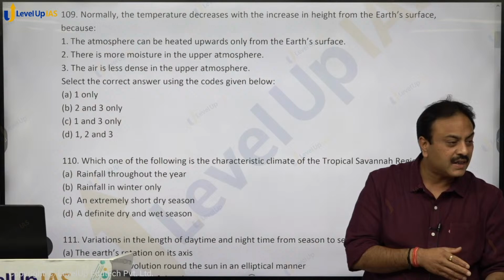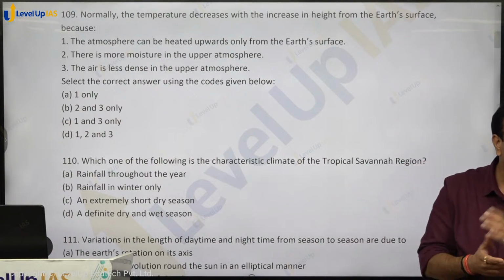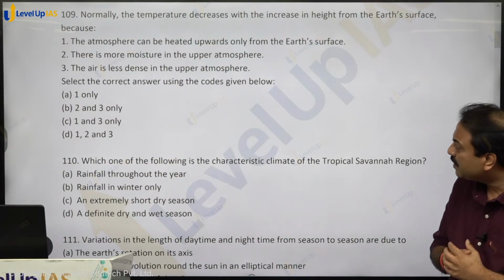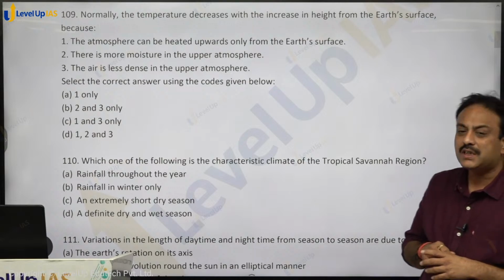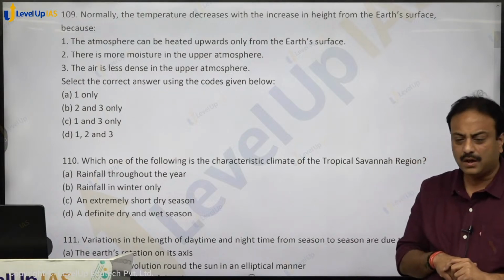अर्थ सरफेस से जैसे हम ऊपर जा रहे हैं, क्वेश्चन कह रहा है टेम्परेचर कम हो रहा है, राइट? सो व्हाई द टेम्परेचर रिड्यूसिंग? बिकॉज ऑफ रेडिएशन, टेरेस्ट्रियल रेडिएशन. There is more moisture in upper atmosphere, moisture is more concentrated in lower atmosphere, not in upper atmosphere, so it is a wrong one.